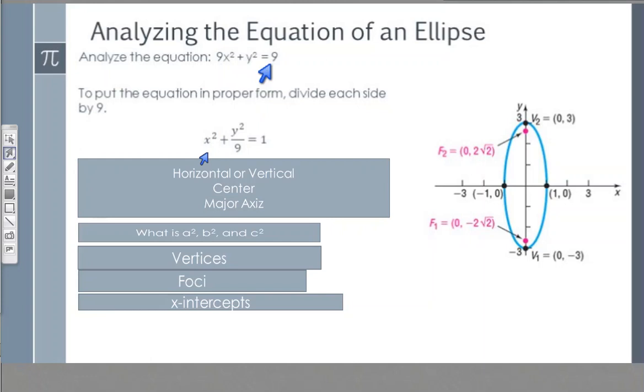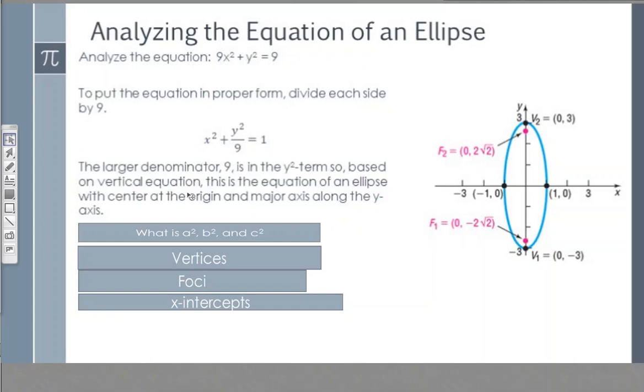So that means that first denominator is going to be 1. It's x squared over 1. So that right there tells me, even if I don't look at the graph over here, that I'm dealing with a vertical ellipse because my a value is always greater than my b value. And I kind of probably jumped ahead of myself. I put down here that the larger denominator is 9 and is in the y squared term. So based on the vertical equation, this is the equation of an ellipse with the center at the origin and a major axis along the y-axis.